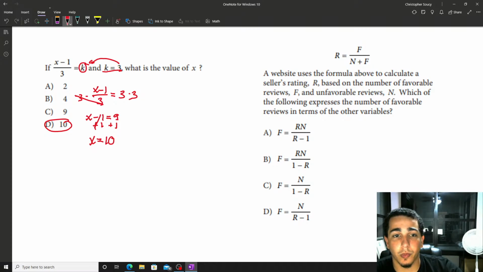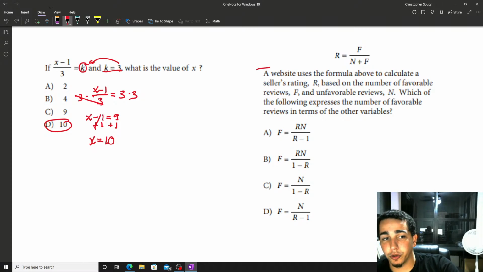For this second one, we have R equals F over N plus F. A website uses the formula above to calculate sellers' rating R based on the number of favorable reviews F and unfavorable reviews N. Which of the following expresses the number of favorable reviews in terms of the other variables?